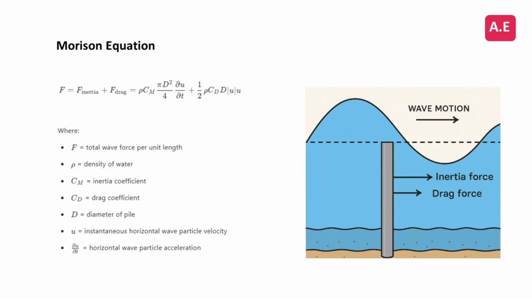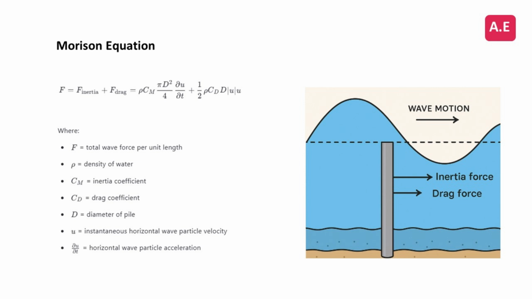The first term represents the inertial force, which arises due to the acceleration of water particles around the pile. It depends on the mass of displaced water, which includes fluid density ρ, cross-sectional area, and acceleration multiplied by the inertia coefficient Cm. The second term accounts for the drag force, which results from the resistance of the pile to the movement of water past its surface.